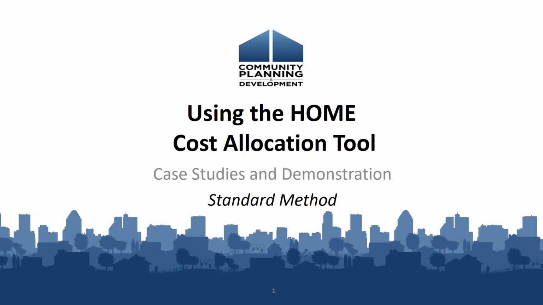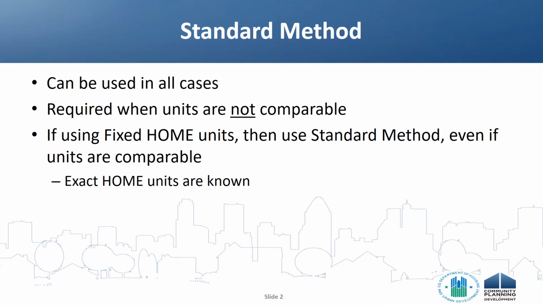This is the 5th tutorial in a series on the Home Cost Allocation tool. In the last segment, we explored the Selection of Method worksheet, and now we will be using the Standard Method worksheet to evaluate the project identified as Case Study C in our earlier segment on the comparability of units.